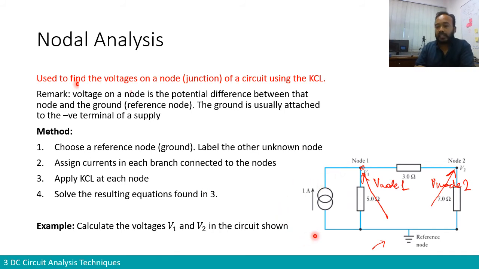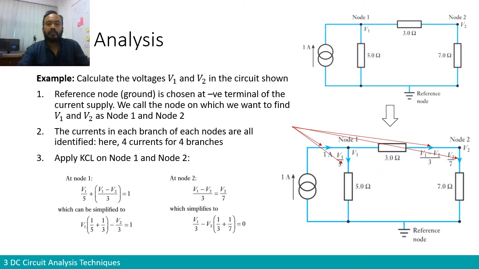So let's have a look at this example. We'll learn that by demonstrating an example over here. The example asks us to calculate the voltages V1 and V2 in the circuit shown. V1 and V2 are the voltage on node 1 and the voltage on node number 2. Okay, so we'll do it step by step.